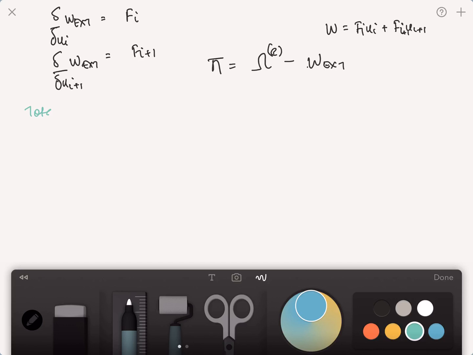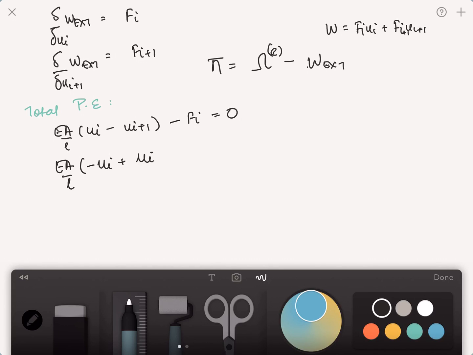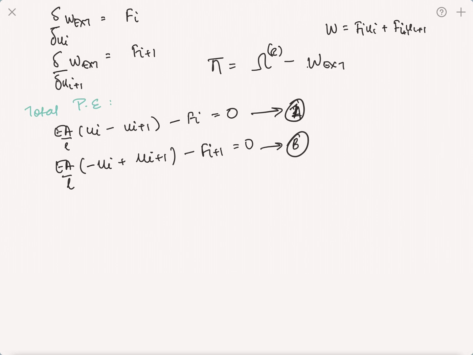So I will say the total potential energy of the system will be given as EA by L, Ui minus Ui plus 1, or in this case I will write it as minus Fi equal to 0. And the second equation for the second minimization is given as minus Ui plus 1 minus Fi plus 1 is equal to 0. So these are the two equations that you need here. I'm going to call them, let's say, A and B, because I already used numbers before.